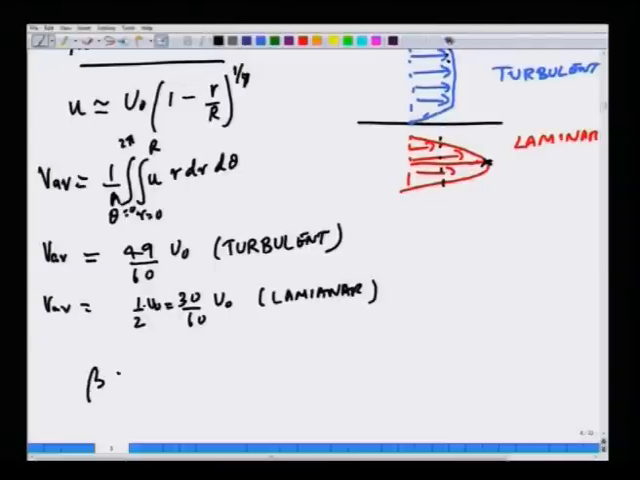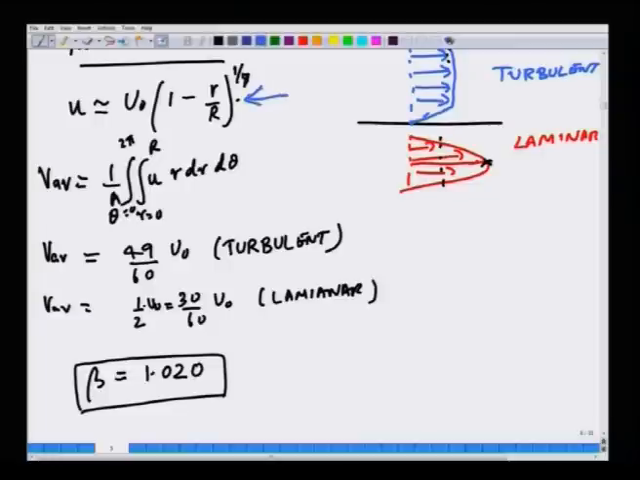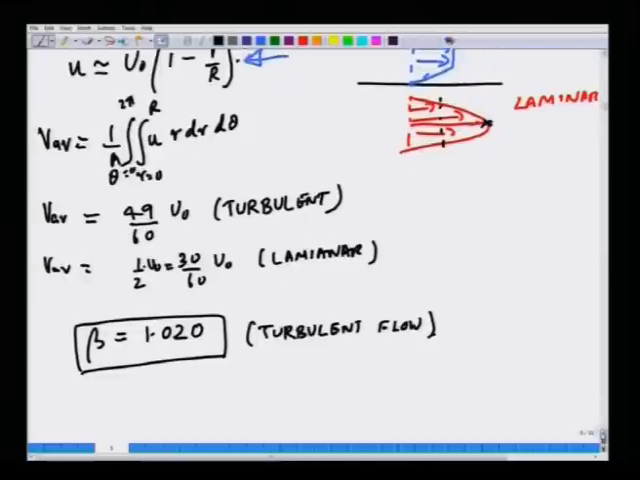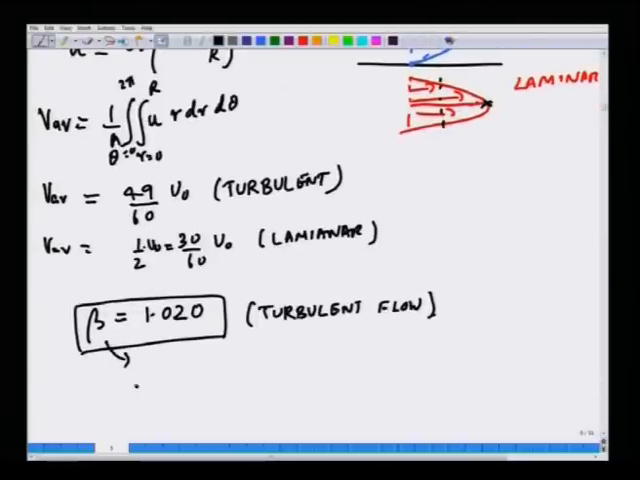So, likewise you can calculate the momentum correction factor. Using the procedure above and changing the velocity profile to this, you will find the result. I will leave it as an exercise for you. So, this is the momentum correction factor for turbulent flow. Okay. So, beta is very close to 1, more close to 1 in a turbulent flow when compared to laminar flow, where beta was essentially 4 by 3.